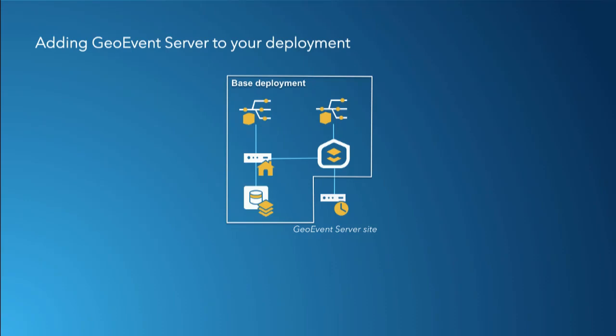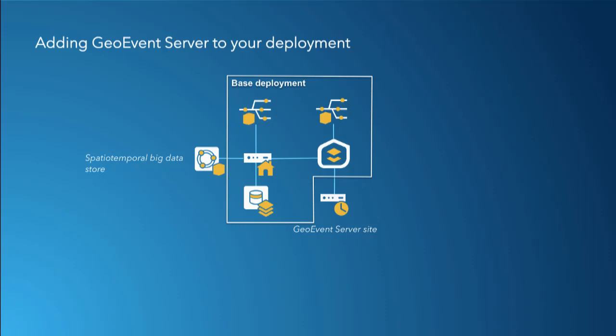So the minimal GeoEvent architecture looks like this. There's a pattern emerging. You've got your base deployment, and you will create a single machine GeoEvent Server site that you federate with that portal. Now, if your real-time feeds add up to more than a few hundred events per second that you want to archive, you would add the spatial temporal big data store. It's not a requirement, but once you get past a certain point, it very quickly becomes the right thing to do.